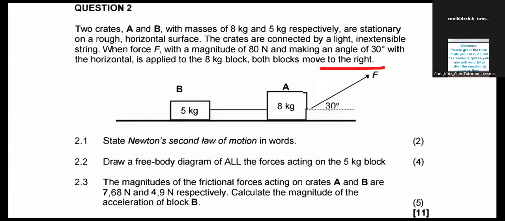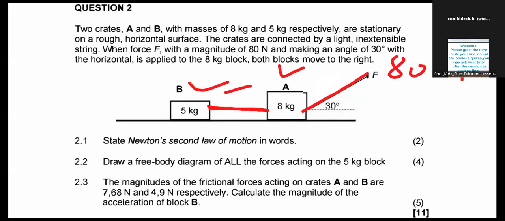All right, so as you can see here, there are two blocks, with a force of 80 Newton, and these two boxes were connected by a rope, in which there's a force known as tension. As long as they say a light inextensible string, as long as they mention a string, you know that there is a tension force acting on the string. So they said now, state Newton's second law of motion in words.